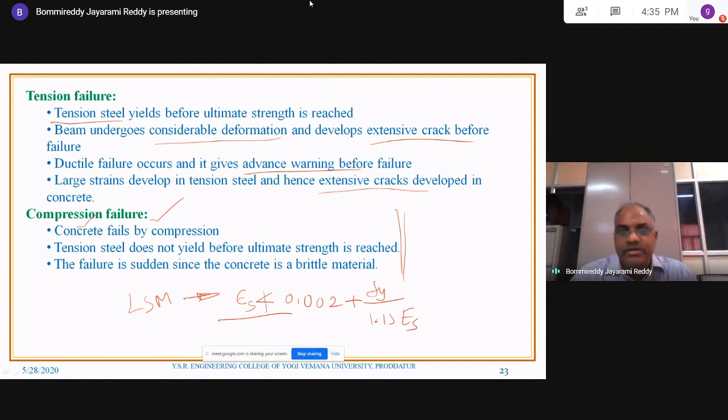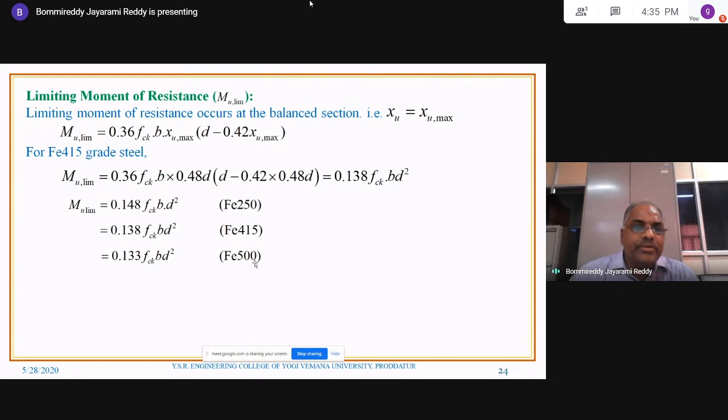It is unlike the working stress method. In the working stress method, there is a possibility of pure compressive failure. But here, compressive failure may occur, but compressive failure along with the tensile failure of the steel reinforcement also occurs simultaneously. Okay.